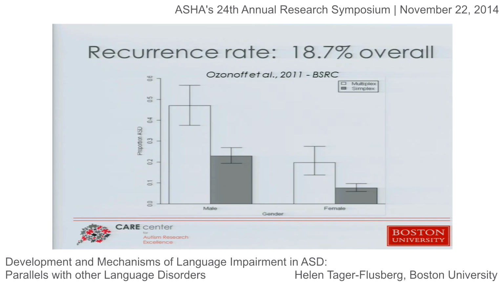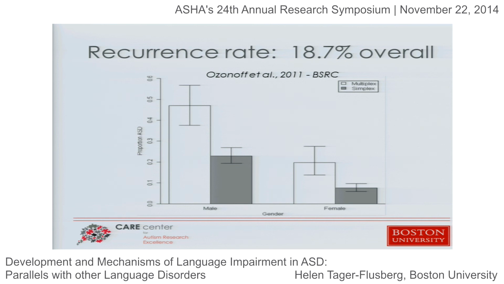Okay, so why do we study these babies? Well, we know that this is a highly heritable disorder, and we know that the recurrence risk if you're a younger sibling is way higher. And based on the BSRC database, the figure is about 18.7% overall, but it really divides up depending whether you have a Y chromosome or whether you have a double X.